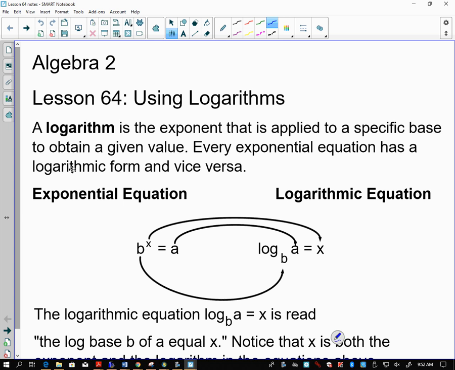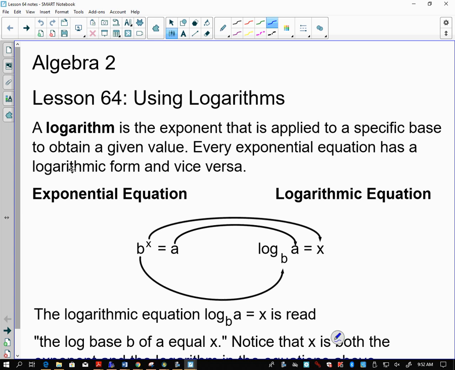But a logarithm is the exponent that is applied to a specific base to obtain a given value. Every exponential equation has a logarithmic form, and every log equation has an exponential form. They're just different forms of the same equation. Okay? So we can take a logarithmic equation and turn it into an exponential equation, and then we'll understand it because we're used to working with exponential equations.